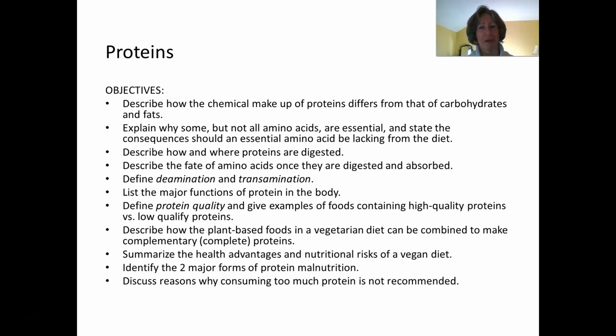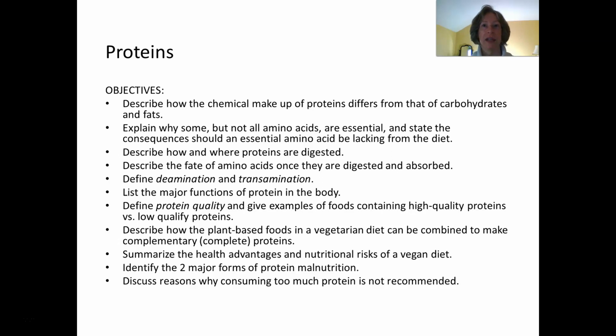Too much of anything is not good for you. It can contribute to overweight and obesity. For too much protein, it could unnecessarily stress your kidneys, because your kidneys have to take that removed nitrogen group when the amino acids get metabolized, and they have to help remove that nitrogen from your body in the form of urea.